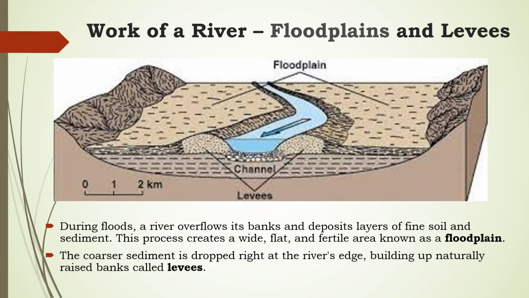Floodplains and levees. During floods, a river overflows its banks and deposits layers of fine soil and sediments. This process creates a wide, flat, and fertile area known as a floodplain. The coarser sediment is dropped right at the river's edge, building up naturally raised banks called levees.